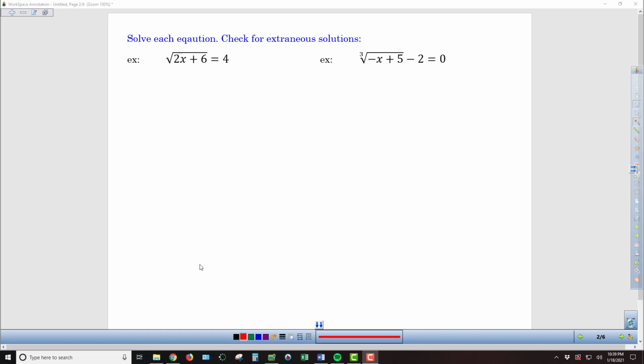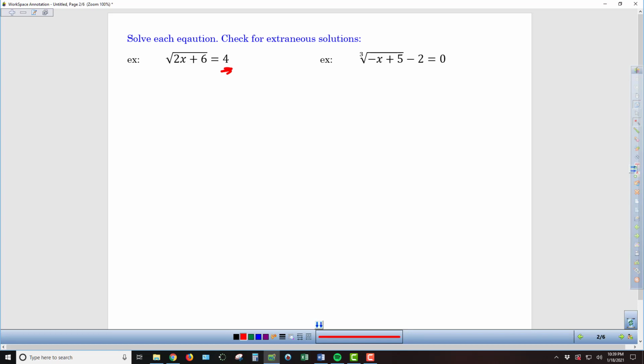So let's put that into practice with the examples that we see in front of us. In the first one, we see it's a square root problem, and the square root is already isolated. We don't have to do any work to isolate the square root. The square root is equal to a positive number, so it looks like we should be in good shape to get an answer that works on this one.